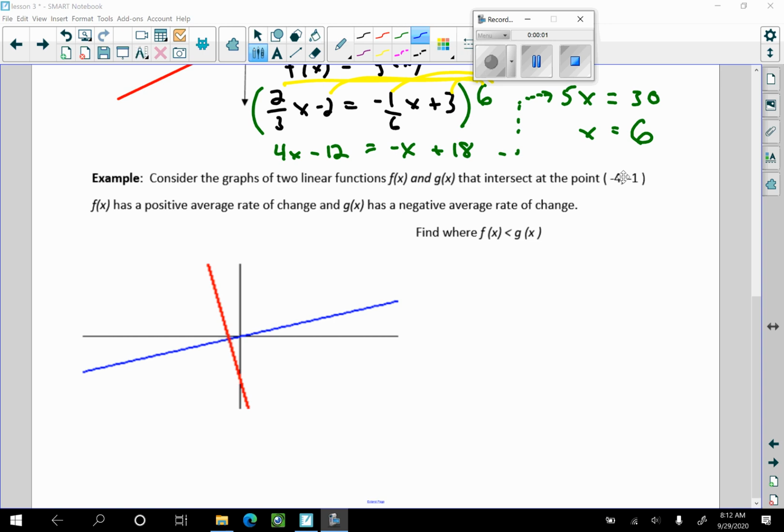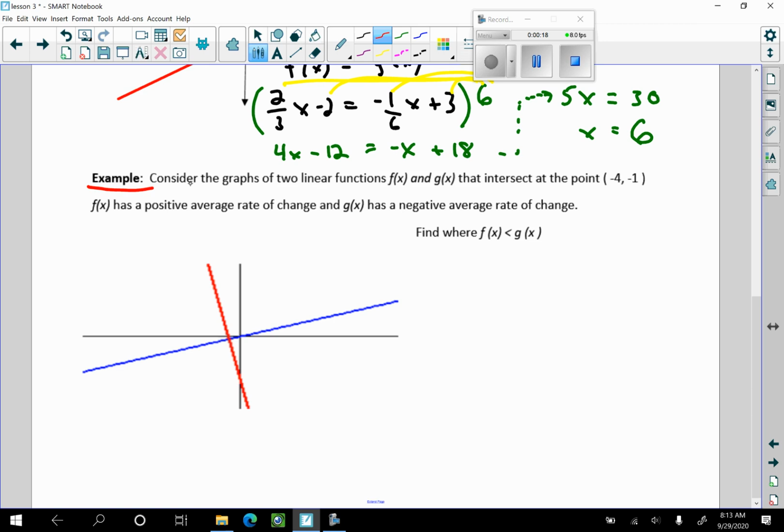Okay, today we're going to finish Unit 2, Lesson 3, and we will go right into the Unit 2, Lesson 3 activity. But first, let's do this final example.